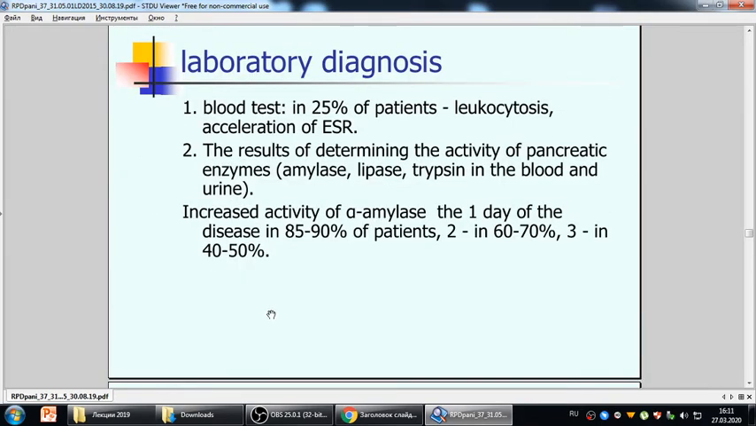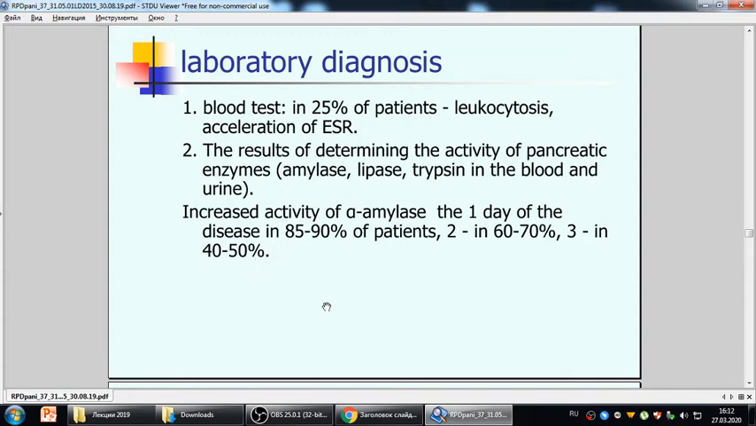Also, we use a blood test in the diagnosis. In 25% of patients, it gives us leukocytosis and acceleration of ESR. It also gives results determining the activity of pancreatic enzymes, like amylase, lipase, and trypsin, of blood and urine.